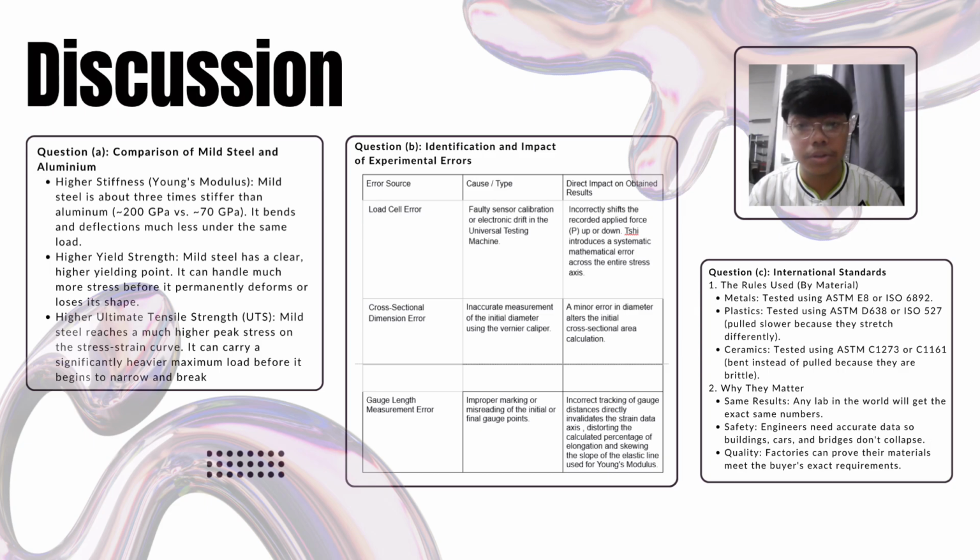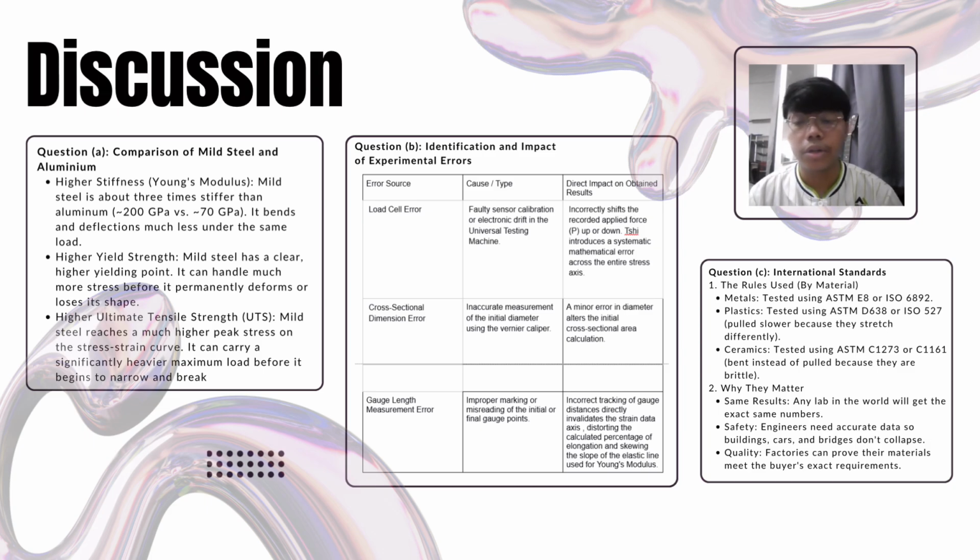Next is cross-sectional dimension error, which occurs from inaccurate manual measurement using the vernier caliper. A minor error here directly skews the initial cross-sectional area calculation. Lastly, gauge length measurement error happens due to improper marking or misreading of the gauge points. This invalidates elongation tracking, directly distorting the calculated strain data and skewing the slope used to find Young's modulus.